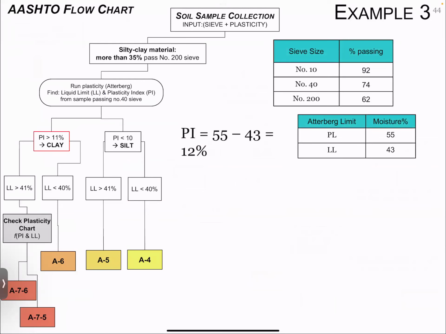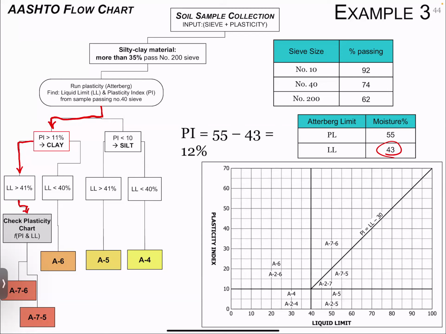So let's see what we have again. Our plasticity index is 12, which means we are going to go this way. And then our liquid limit is 43, which means we're going to go this way. Now what we're asked to do is check the plasticity chart to determine whether it's an A-7-6 or an A-7-5.